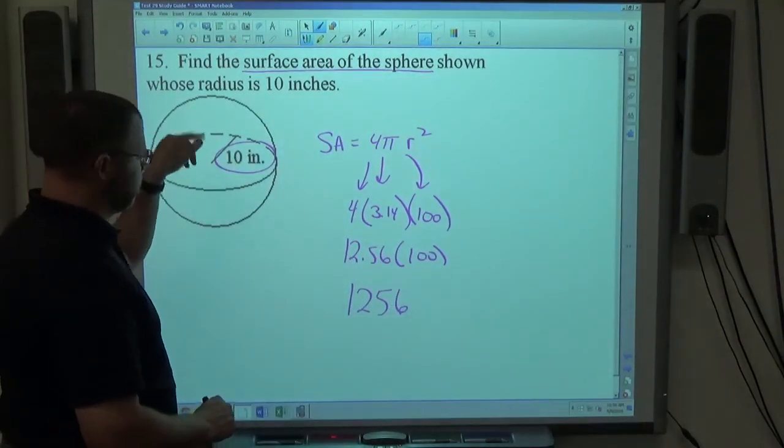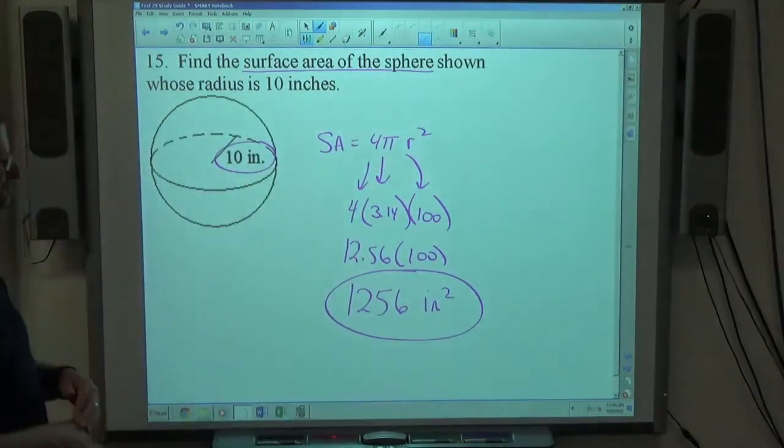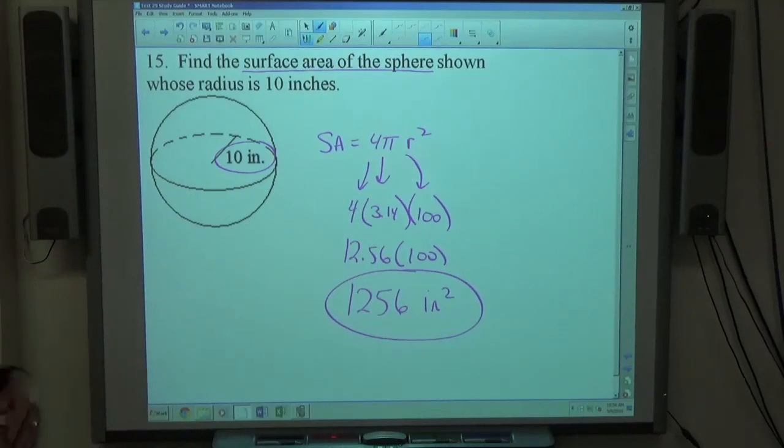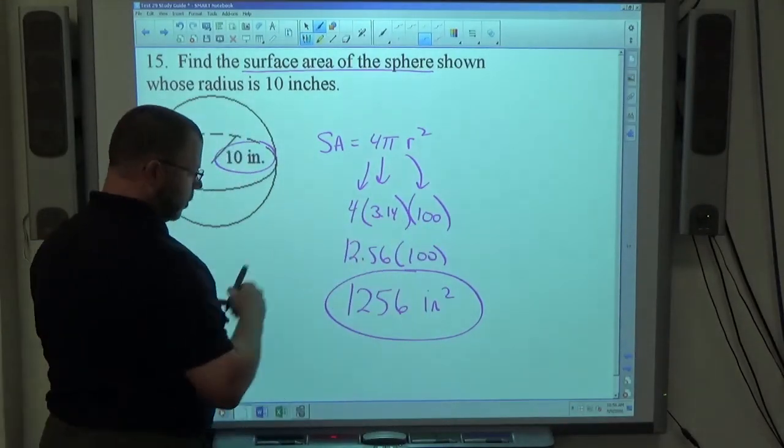Unit of length is inches, area is in inches squared then. So 1,256 square inches. I'm going to ask for the surface area of a sphere on the test. It'll give a different radius. So just apply the formula. Square the radius first, multiply by 4 times 3.14 for each answer.